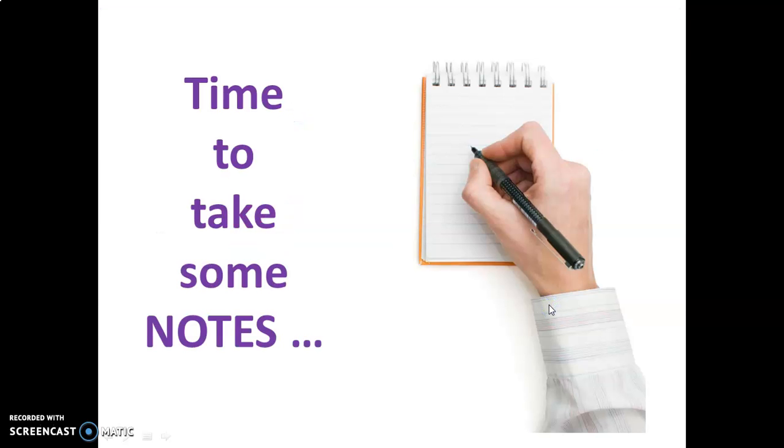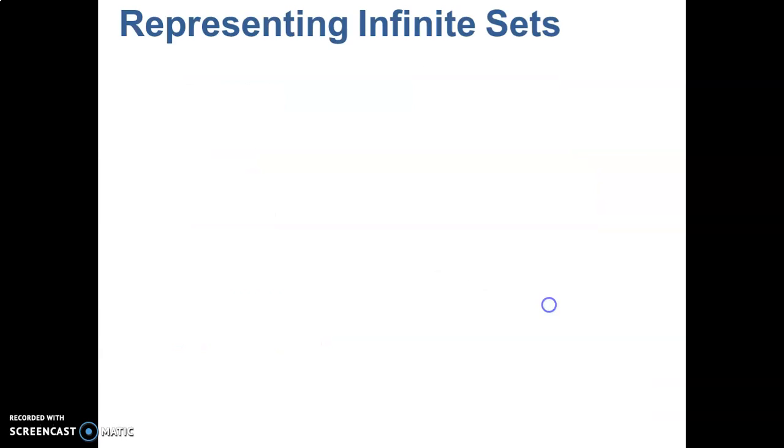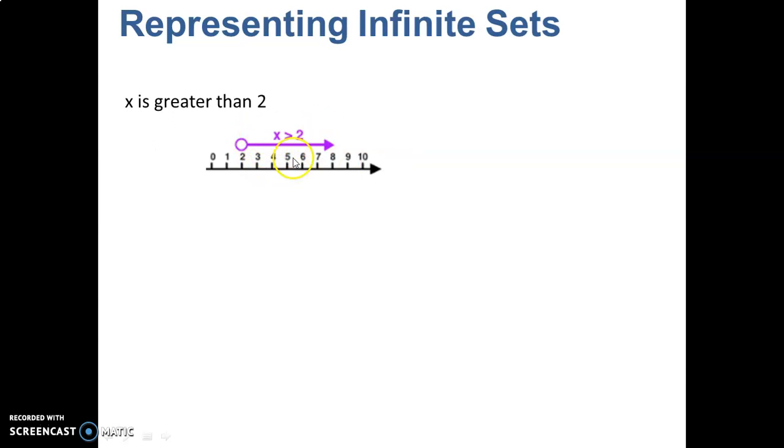Okay, let's take some notes now. Grab your notebook. Let's add some key notes. First of all, when we represent infinite sets, we should be thinking about something called inequality notation. So let's say we had x is greater than 2. Well, this can be represented with the shaded or purple line above the number line. So we can see x values greater than 2. This arrow means we can have any x value beyond there, starting at 2 and beyond, up to infinity.